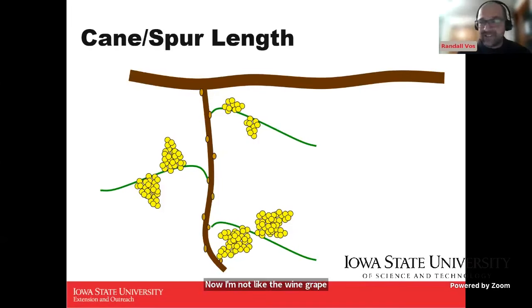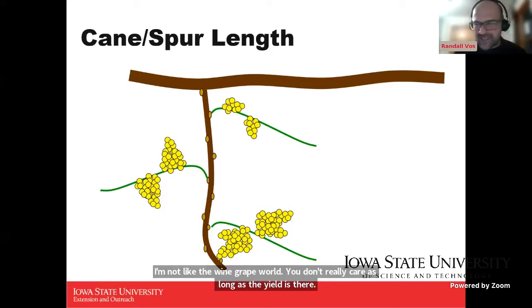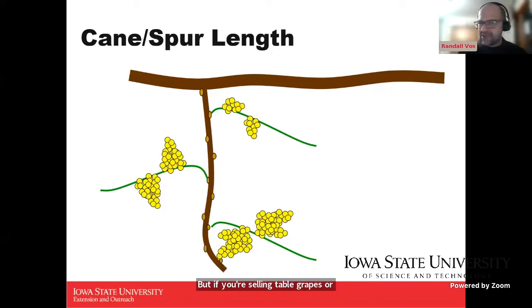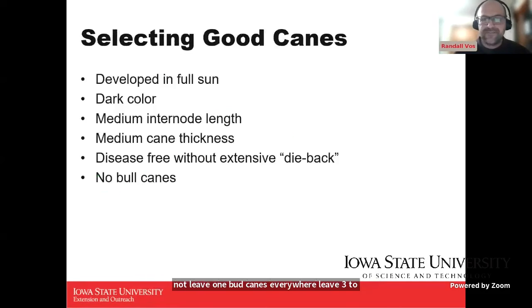But if you're selling table grapes or you're trying to win the state fair to have the most beautiful grape cluster, the bigger clusters are near the tips of those canes. And so that's why I encourage people to consider leaving 3 to 5 bud canes, somewhere around there. You get them too long and things get kind of unwieldy, but that's where that suggestion comes from. Not leave 1 bud canes everywhere, leave 3 to 5 bud canes.